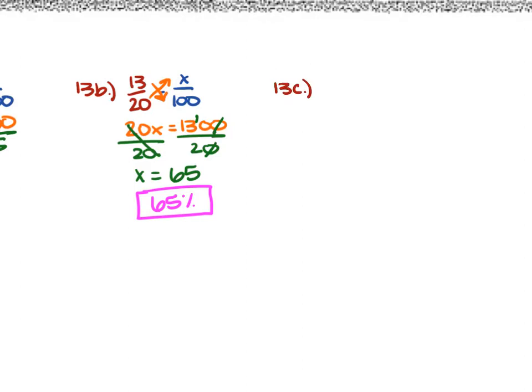For 13c, we are given 4 over 25. We can also say 25 times 4 is 100. So if I multiply the 4 by 4, that's 16 over 100. Anything over 100 is that percent, so that's 16%.